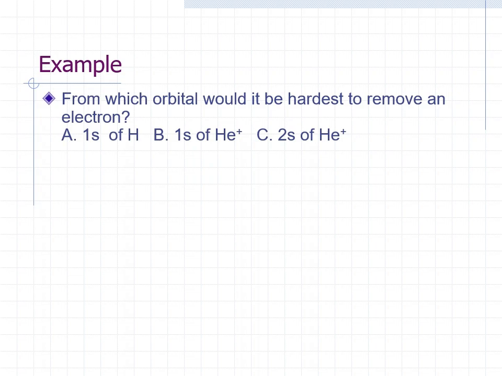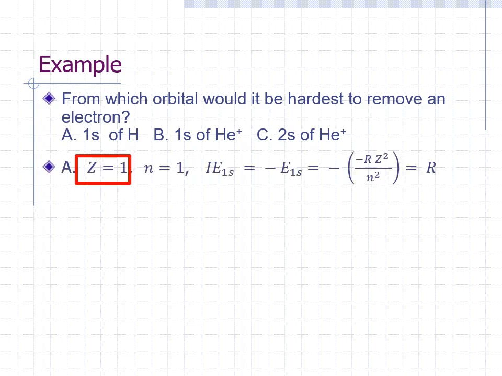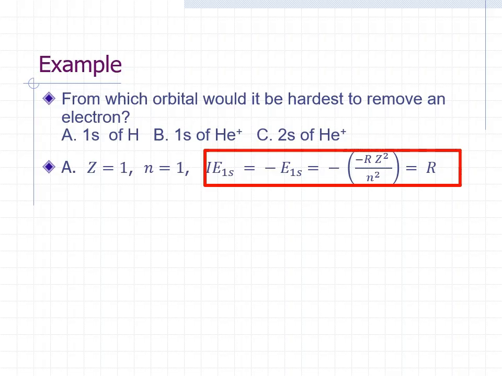For choice A, Z equals 1. There is one proton in the hydrogen nucleus. For the 1s orbital, the principal quantum number n is 1. The ionization energy is the absolute value of the orbital energy. The 1s orbital energy is negative R. So the ionization energy is R.